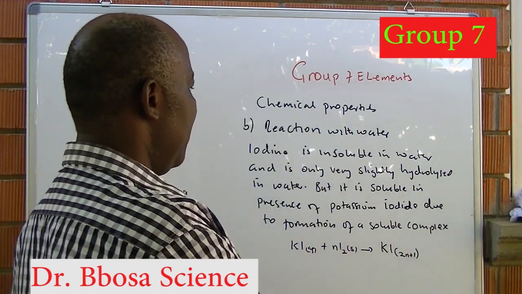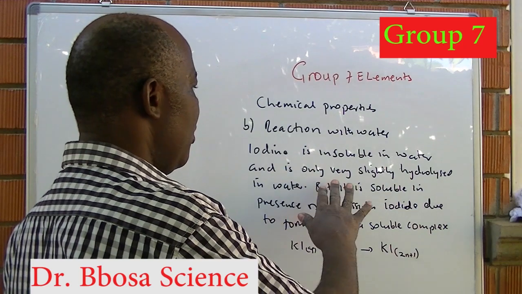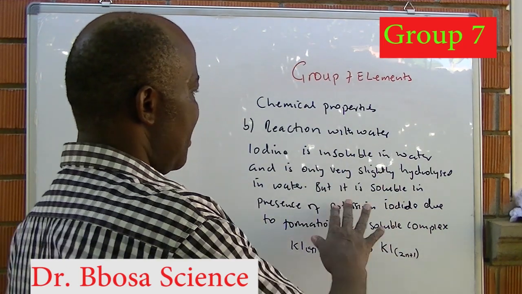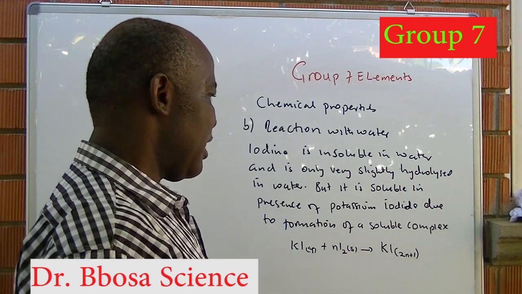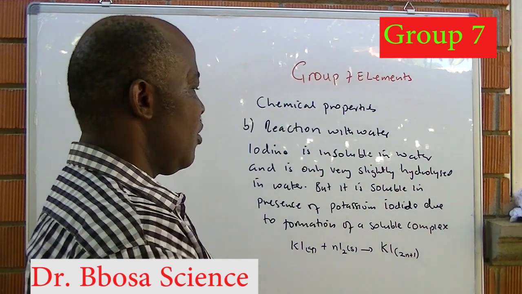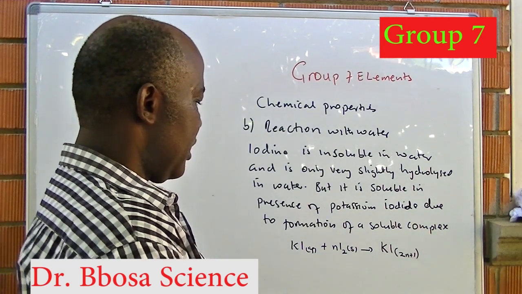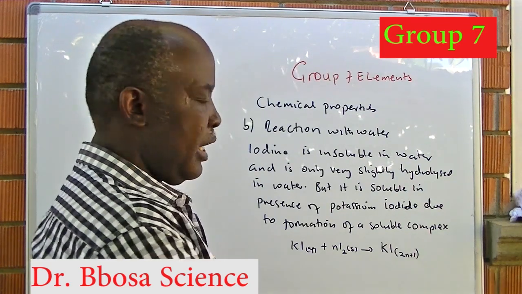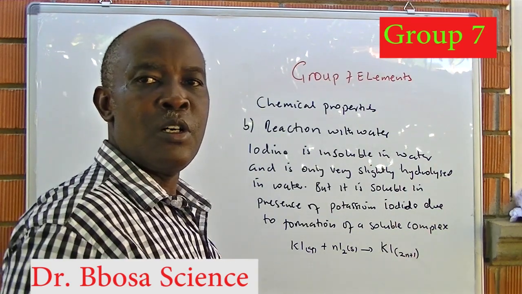Iodine is insoluble in water and is only very slightly hydrolyzed in water, but it is soluble in the presence of potassium iodide due to the formation of a soluble complex. Potassium iodide plus iodine, you get a soluble complex.